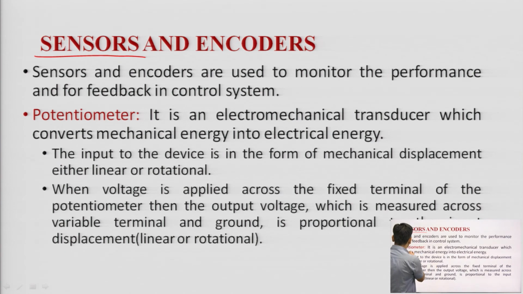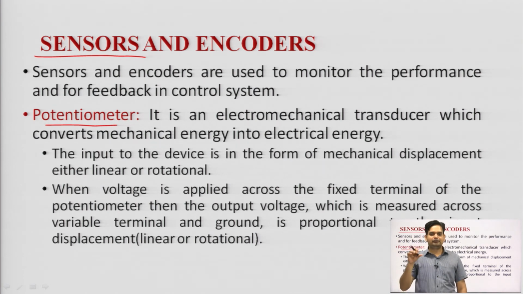So, one is the potentiometer. You know that a potentiometer is an electromechanical device. If you apply rotational motion across the potentiometer, then the resistance will vary and it will give you variable resistance at the output. If you connect a constant DC supply across the potentiometer, then at the output you will get a variable DC supply. So, this is the potentiometer.